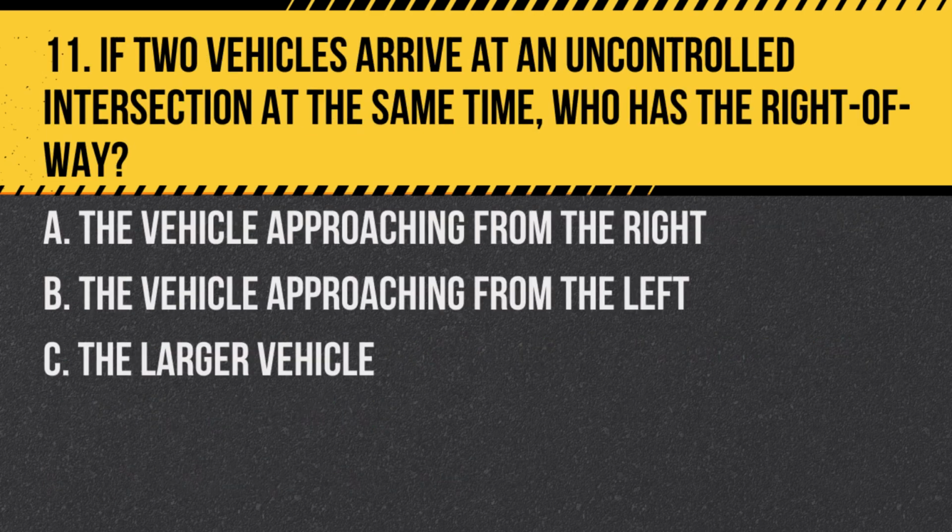Question 11. If two vehicles arrive at an uncontrolled intersection at the same time, who has the right of way? A. The vehicle approaching from the right. B. The vehicle approaching from the left. C. The larger vehicle. Answer. A. The vehicle approaching from the right. At an uncontrolled intersection, the vehicle on the right goes first.